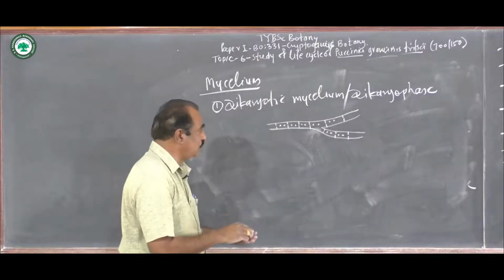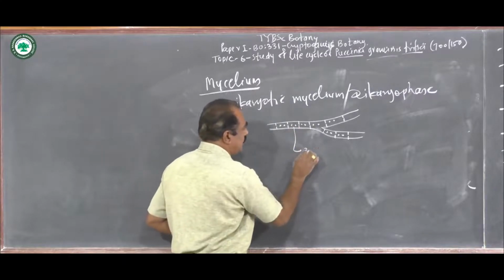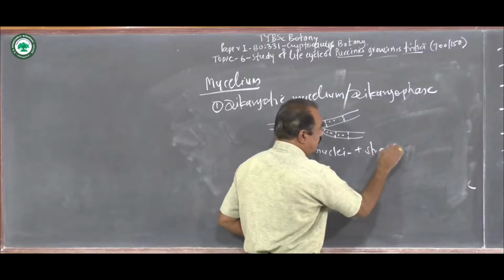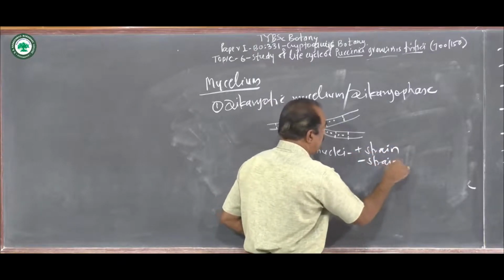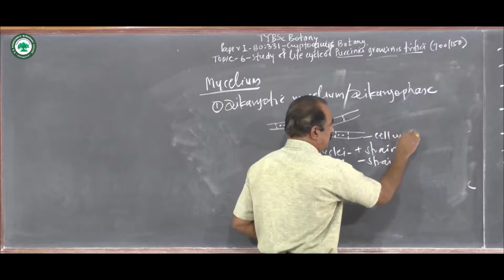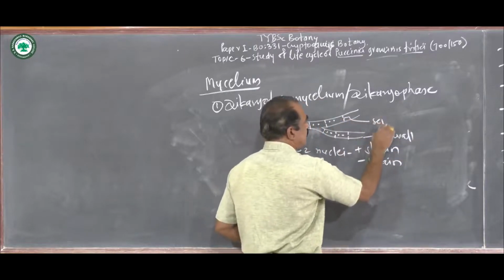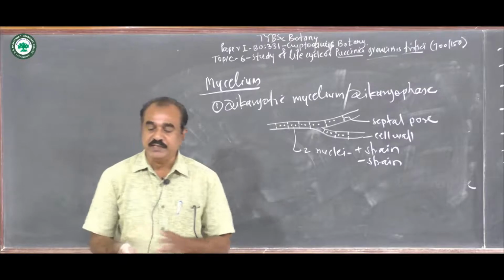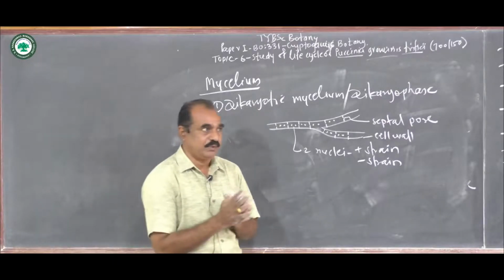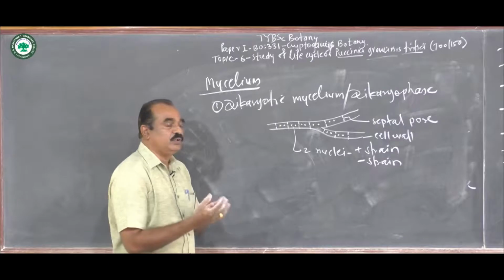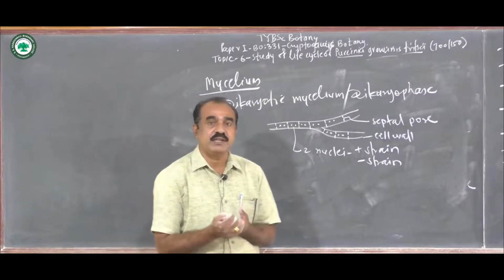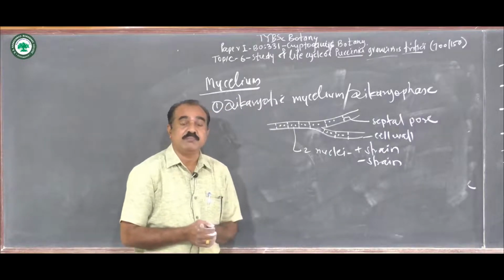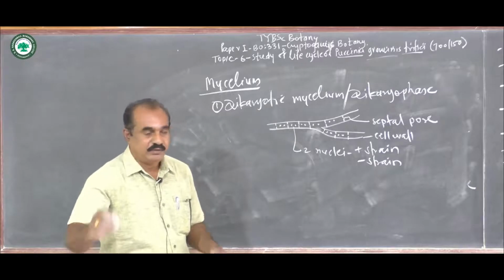In each cell, there are 2 nuclei, plus strain and minus strain. Cell wall, septal pore. Now this is the dikaryotic mycelium. Generally it is found on the primary host, that is on the wheat leaf. In each cell there are 2 nuclei, one of the plus strain and another of the minus strain, and they are septate, and there is also the septal pore. Now this is about the dikaryotic mycelium.